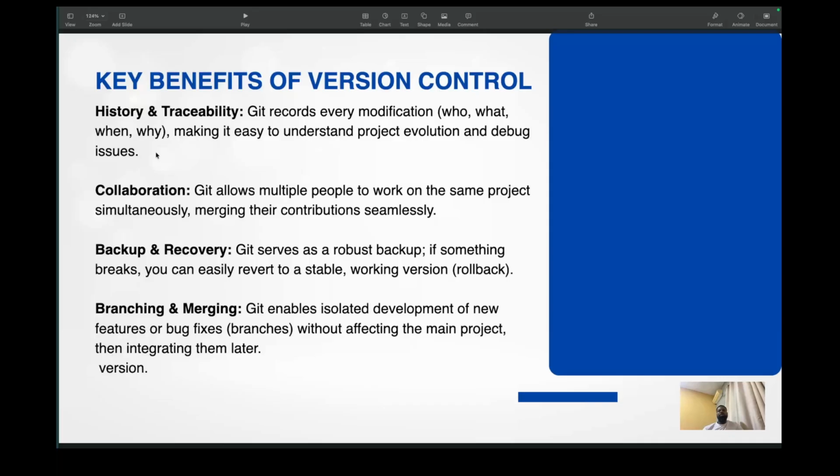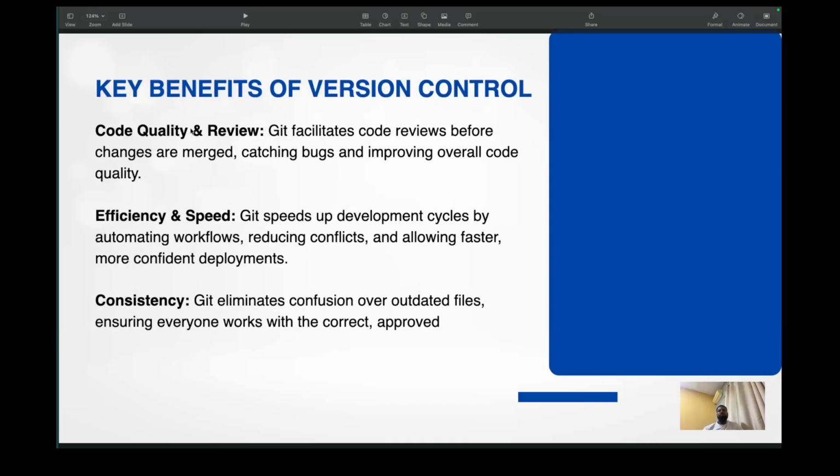We also have branching and merging. So Git enables isolated development of new features or bug fixes without affecting the main branch. And basically, you can integrate them later. Code quality and review. So Git facilitates code reviews before changes are made. And so you are able to catch bugs and improve overall code quality.